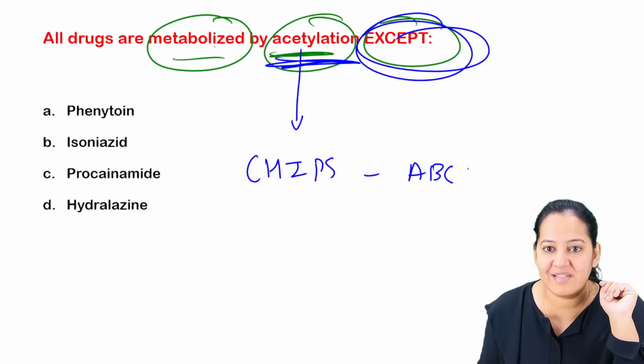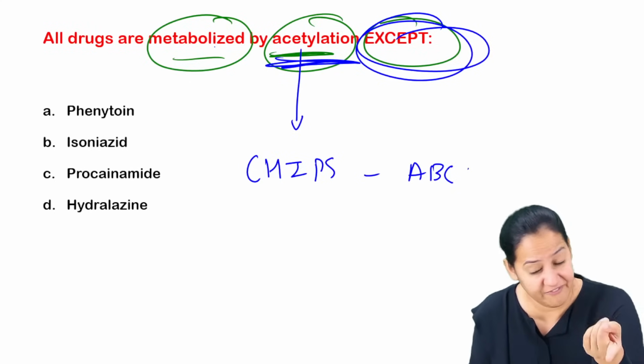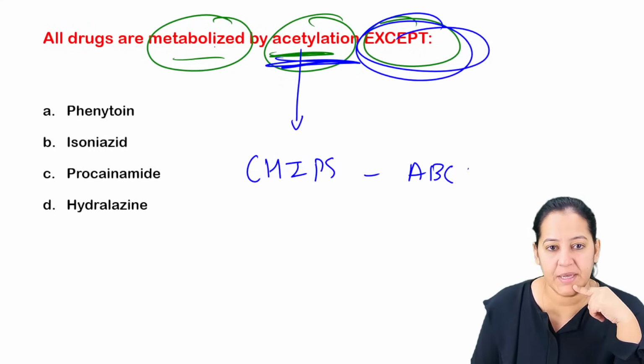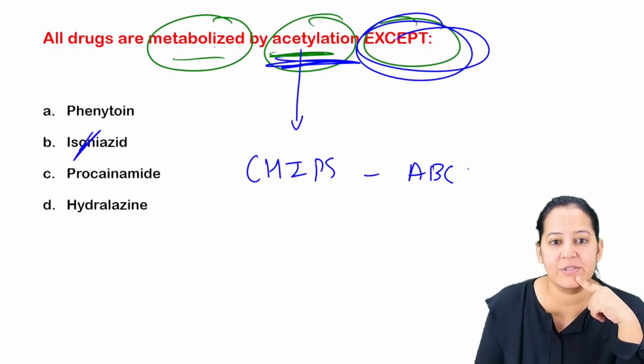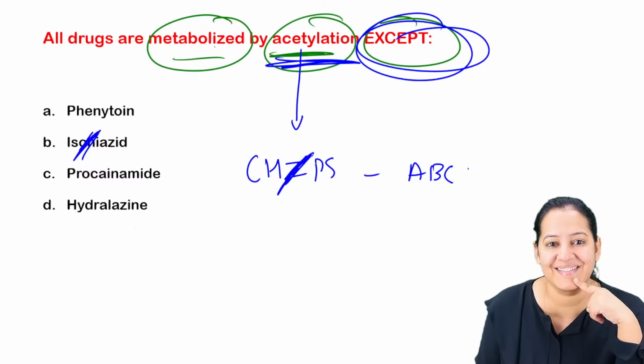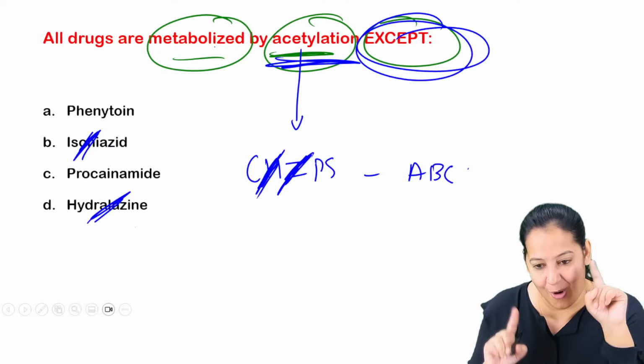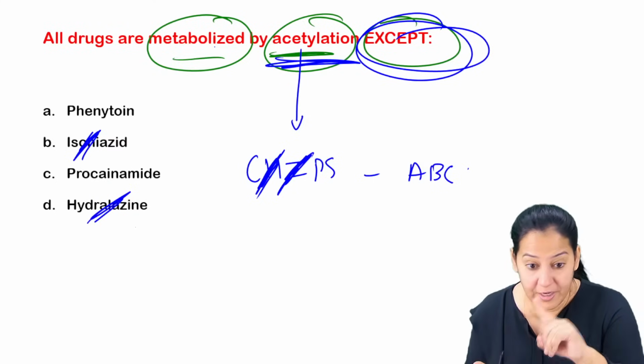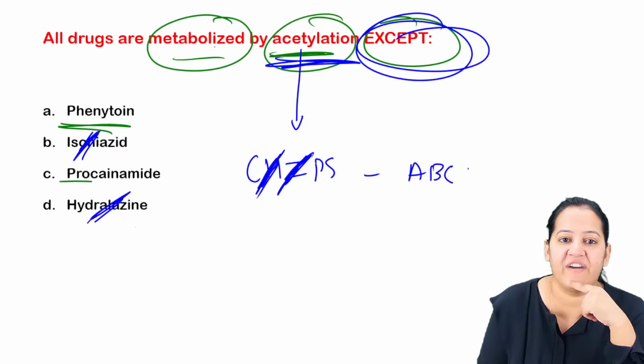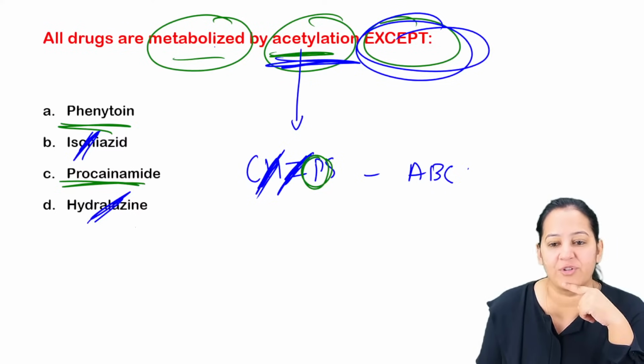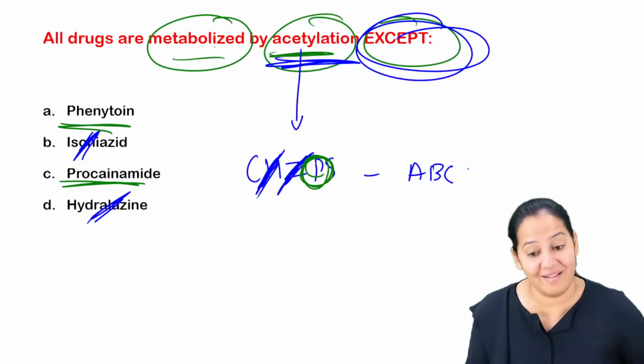Now I hope you are understanding the acetylation. It's the phase 2 metabolism. So in this mnemonic, you can see isoniazid is coming here. I for isoniazid. You can see hydralazine is also coming here. H for hydralazine. Now the real confusion. If you know the mnemonic and don't know the full form, you will get confused between phenytoin or procainamide. So P stands for what? Is P phenytoin or procainamide? The other will be your answer.